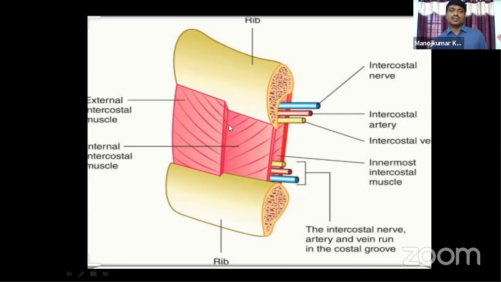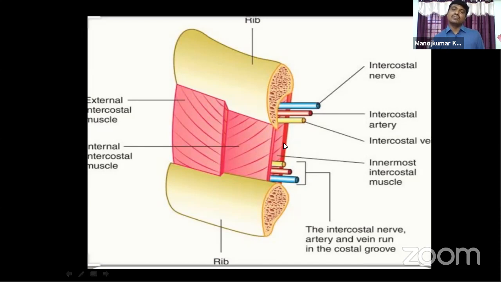Here, these are present on the outer margin of the rib. These are called external intercostal muscles. And on the inner side of the external intercostal muscles, we have another muscle called internal intercostal muscles.